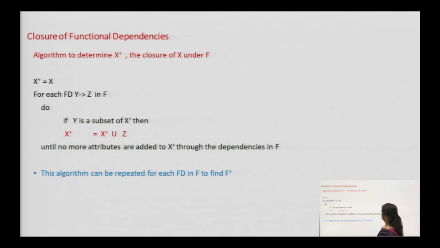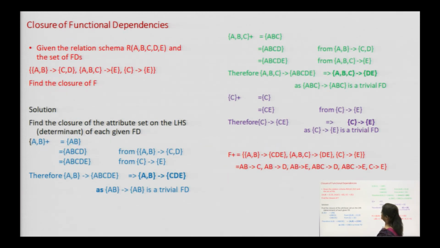For example, let us look at this example. We are given R(A, B, C, D, E) and we are given the functional dependencies AB to CD, ABC to E and C to E. Now, let us see from the given set of functional dependencies what derived functional dependencies we can achieve. We will take the closure.